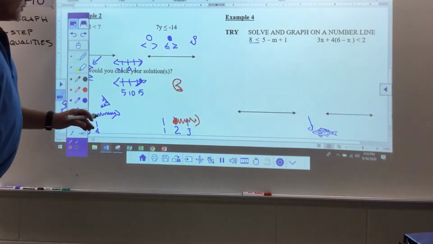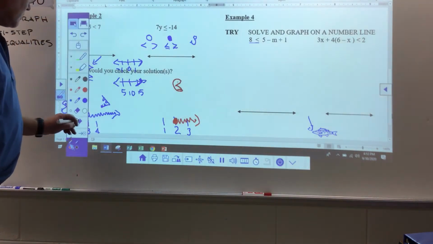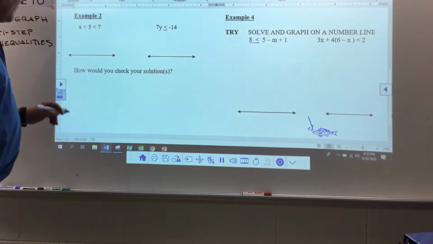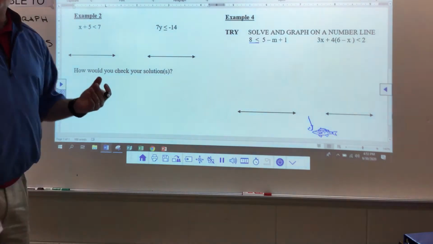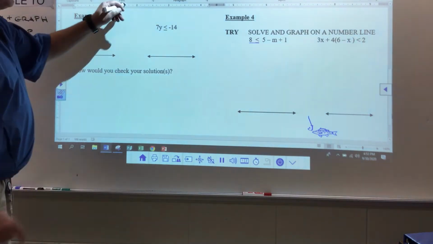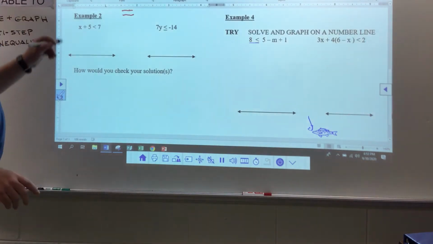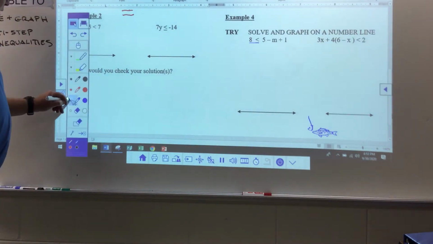Looking at example 2, what you're going to find out today, class, is that we're going to pretty much solve these the same way that we've been solving equations. That's just a math verb right there. An equation has a math verb that looks like that. So this is why it's called an inequality. With that in mind, let's go to work on this.